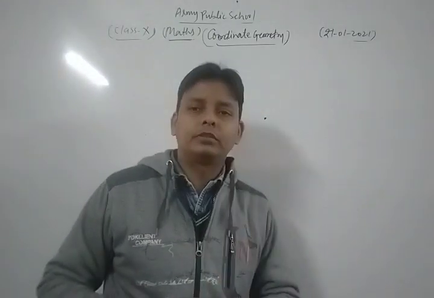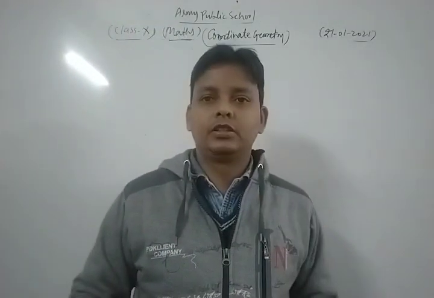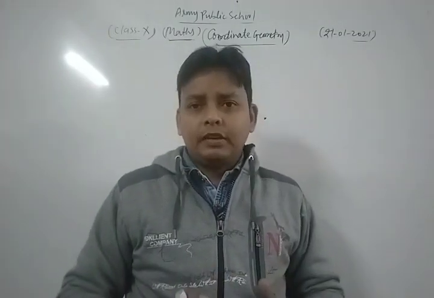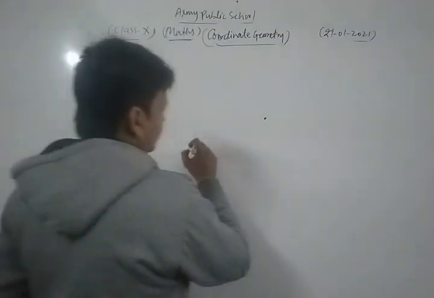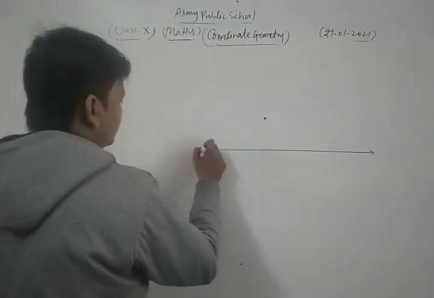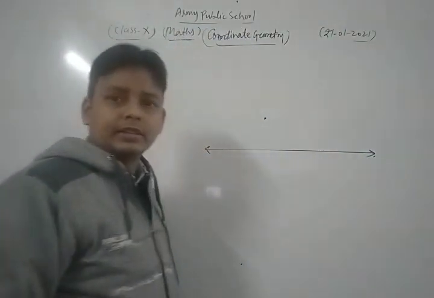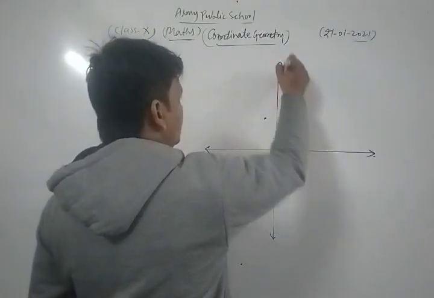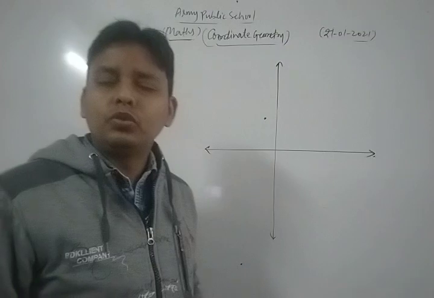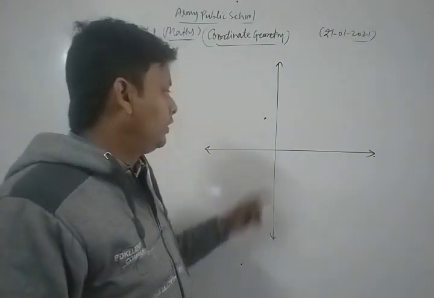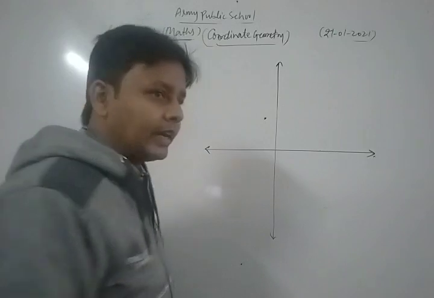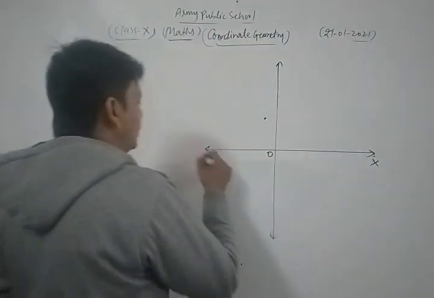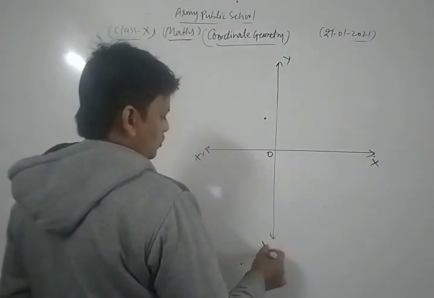Dear students, in that chapter, first of all, we discuss the x-axis and y-axis. What is the concept of the x-axis and y-axis? Dear students, you know that very well. When two mutually perpendicular lines intersect each other at point O, then these are X O X dash and Y O Y dash.